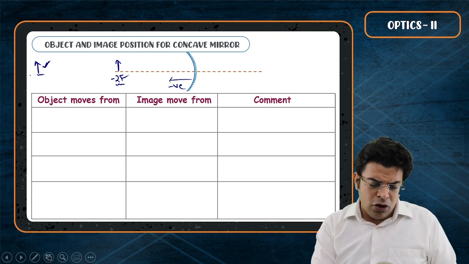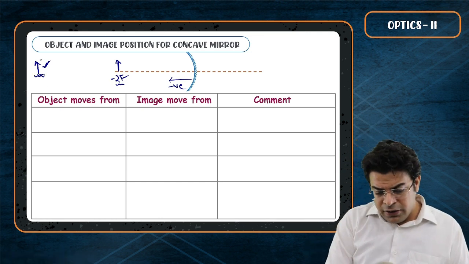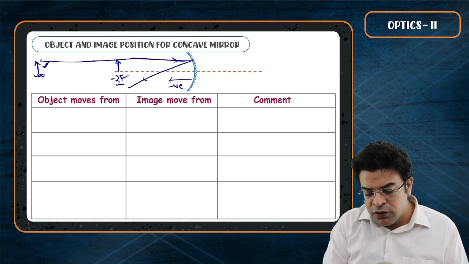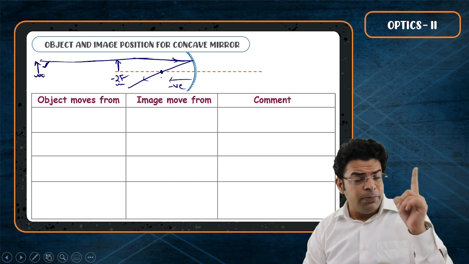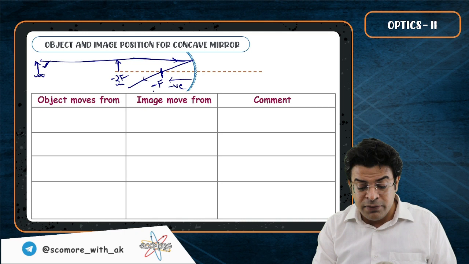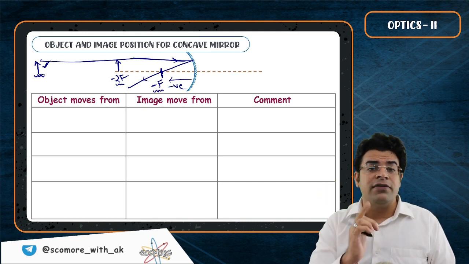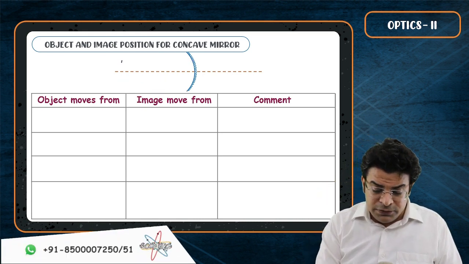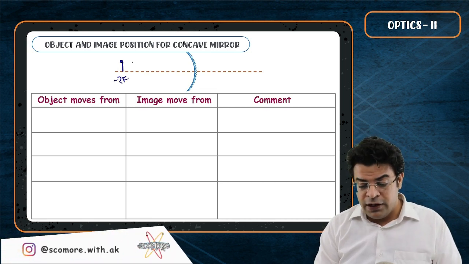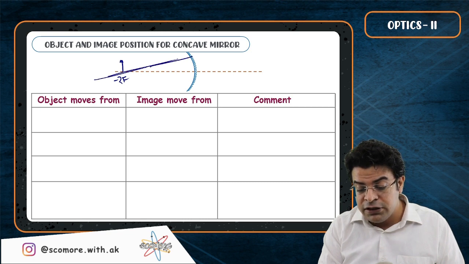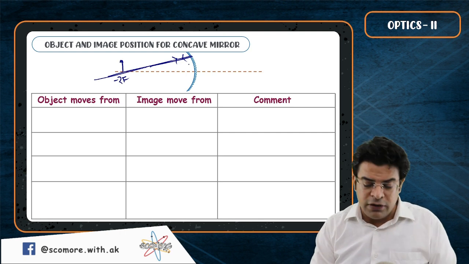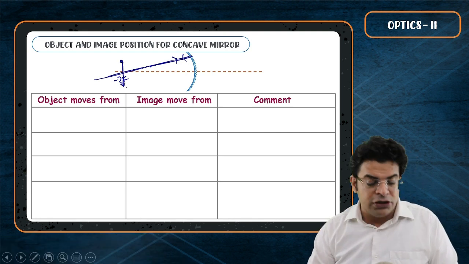We know that when the object is at infinity, the ray coming out of it will be parallel to the principal axis, and after reflection it will pass through the focus. So for object being at minus infinity, the image will be formed at focus, and that will be represented as minus f because it is on the negative side. And when the object is at minus 2f, we know that the ray coming out of it will be passing through the center of curvature, so such a ray will retrace its path. So for the object placed at minus 2f, the image will also be formed at minus 2f.